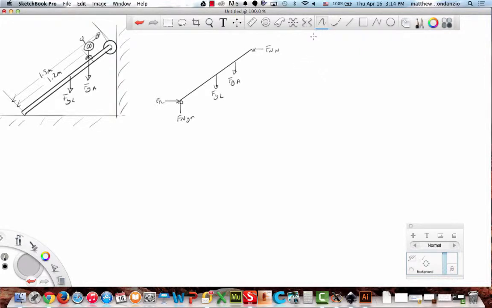So how many equations do we possibly have here? 3. One's going to be the sum of the forces in the x. The other one's going to be the sum of the forces in the y. And the last one's going to be the sum of the torques. Okay? Sum of the forces in the x. What are my forces in the x, guys? The normal wall and the force of friction. So the force normal wall plus the force friction.